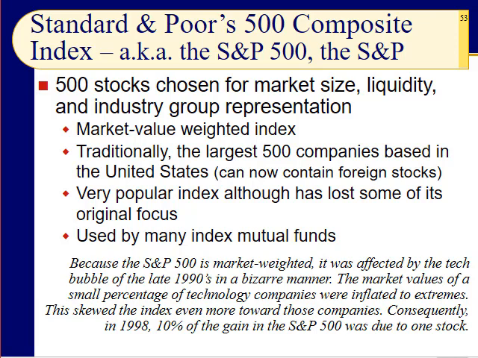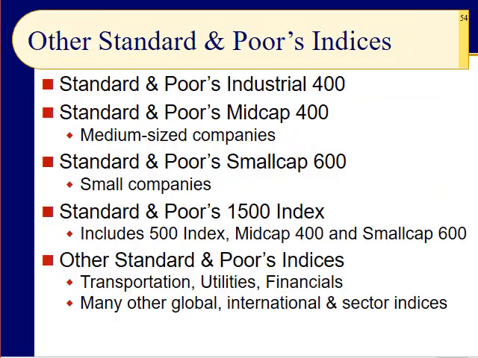Slide. But this is a much better measure than the Dow, right? Dow is only 30 stocks. This is 500. But this one is not perfect, as we just explained. In slide 54, Standard & Poor's has dozens of these indices. Industrial 400, the mid-cap 400, the small-cap 600, the 1500, which includes the S&P 500 that we just saw in the previous slide, the mid-cap 400 and the 600.